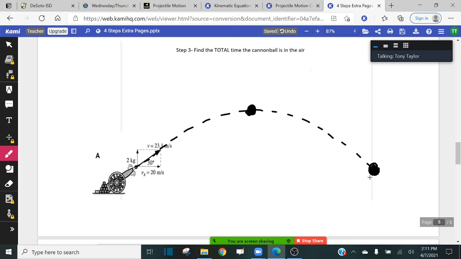Well, guys, if it takes around 1.178 seconds to get up here, how do you think we can find the total time it takes to get all the way over here? In other words, guys, notice when the cannonball has traveled to this point right here, it's only traveled half the distance. So how do you think we can find the total time to go the full distance? What do y'all think?